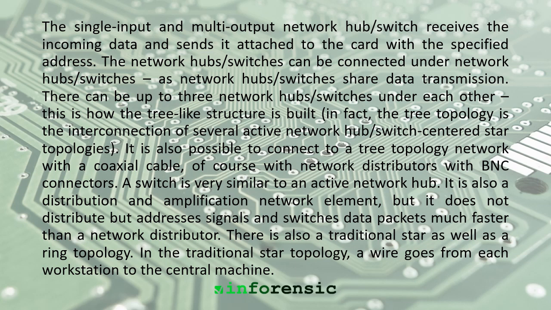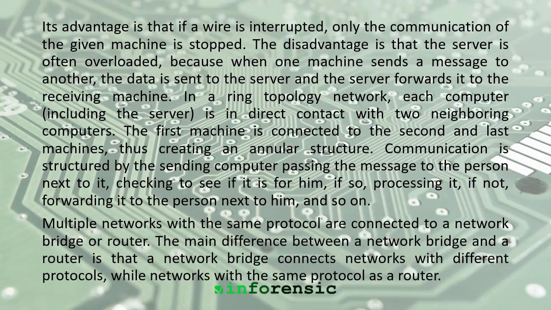There is also a traditional star as well as a ring topology. In the traditional star topology, a wire goes from each workstation to the central machine. Its advantage is that, if a wire is interrupted, only the communication of the given machine is stopped. The disadvantage is that the server is often overloaded because when one machine sends a message to another, the data is sent to the server and the server forwards it to the receiving machine.